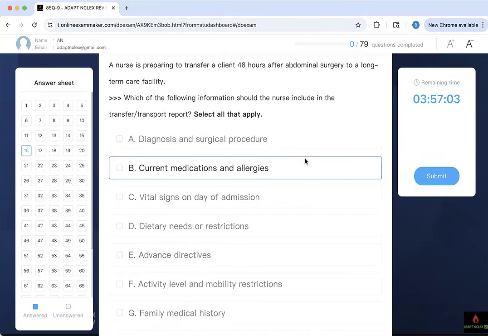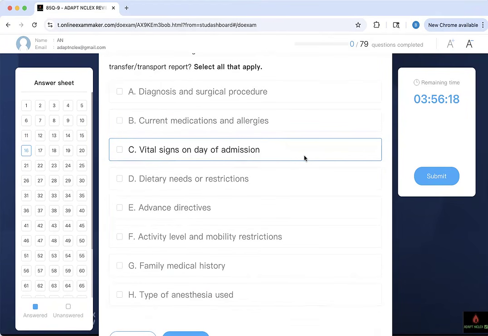Preparing to transfer a client 48 hours after abdominal surgery to a long-term facility. Which of the following information should the nurse include in the transfer report? Select all that apply. Diagnosis and surgical procedure. Current medication and allergies. Vital signs on the day of admission. Dietary needs or restriction. Advanced directives, activity level and mobility restriction. Medical history, type of anesthesia used.